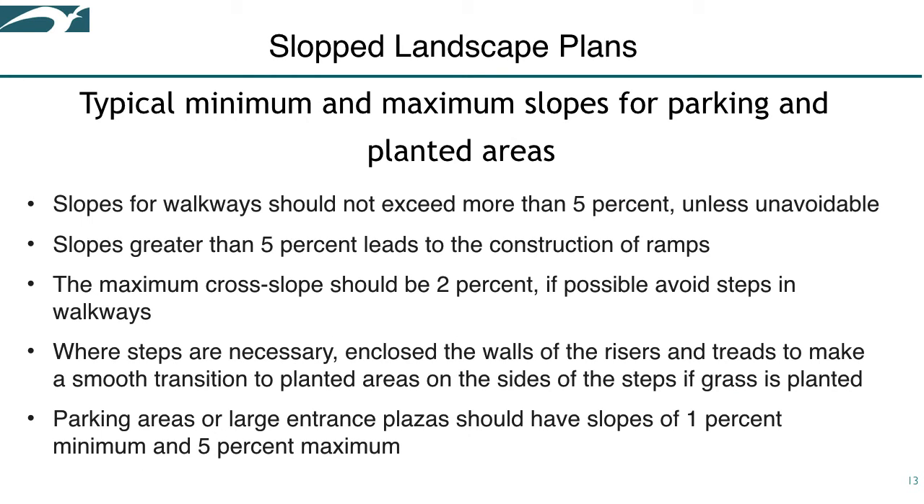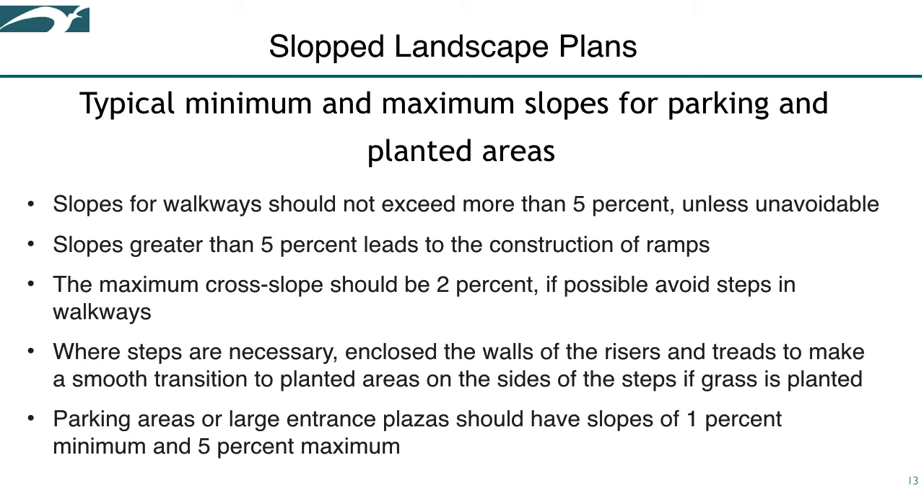Typical minimum and maximum slope for parking and planted areas. The slopes for walkways should not exceed 5% unless unavoidable. Slopes greater than 5% lead to the construction of ramps. The maximum cross slope should be 2%.